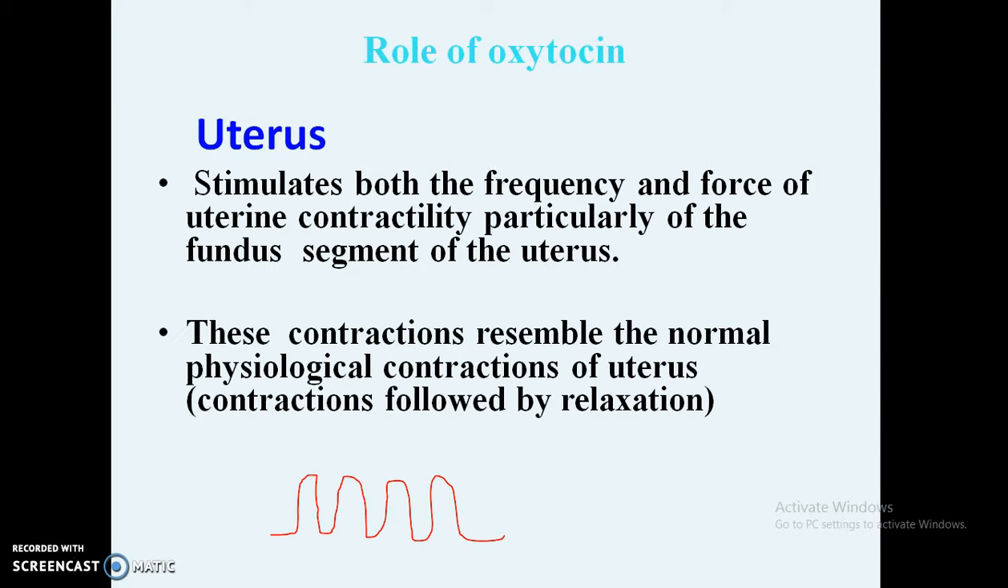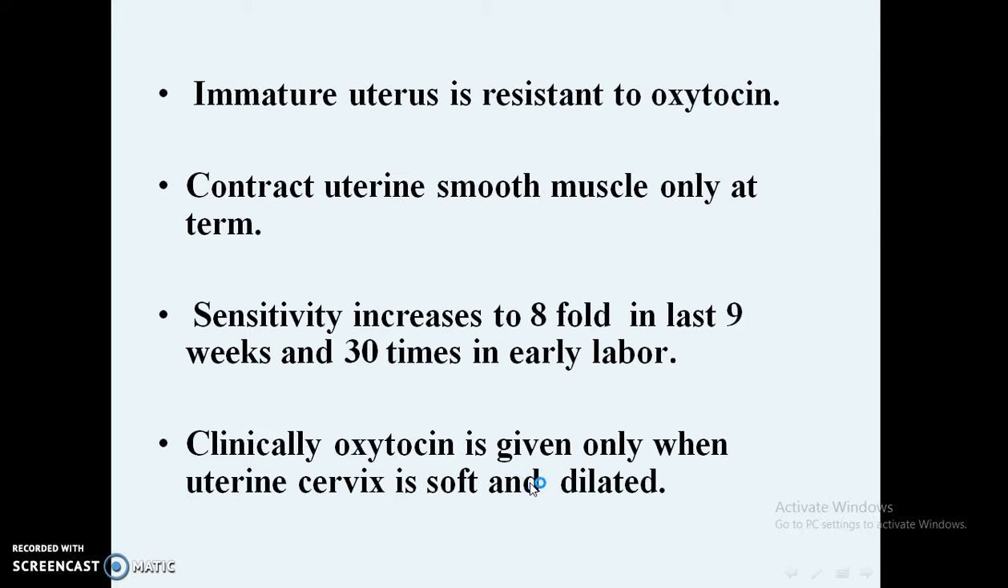The role of oxytocin is that it stimulates both the frequency and force of uterine contractility, particularly at the fundus segment of the uterus, and these contractions resemble the normal physiological contractions of the uterus, followed by relaxation. As you can see in this graph, there is a frequency and force of uterine contractions, and the relaxations are regular.